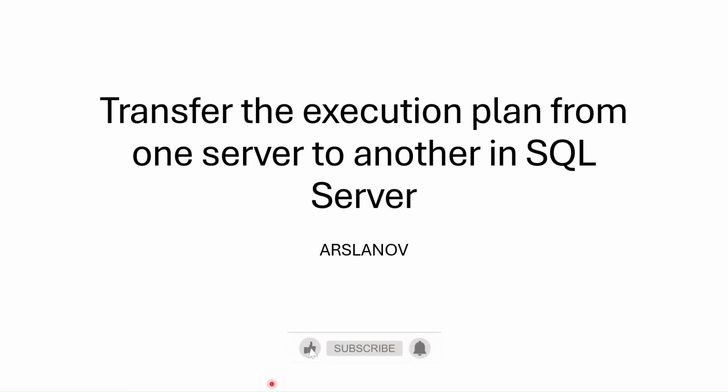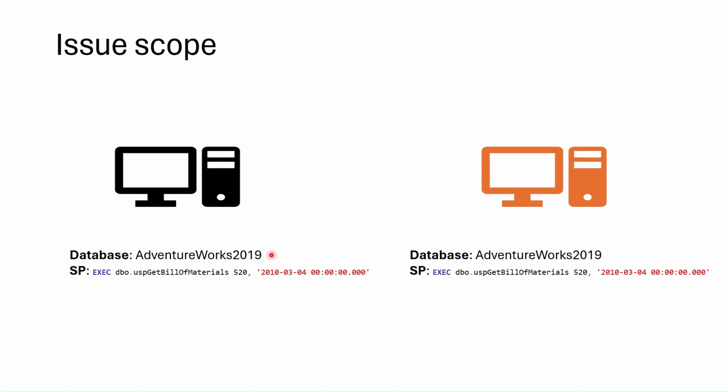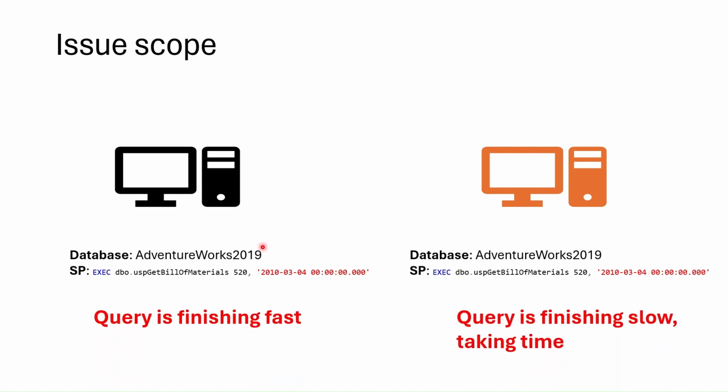Let's quickly learn how to transfer a good execution plan from one server to another in this session. Suppose you have two servers with the same databases. You are running the same stored procedure on the two servers. However, the performance of the stored procedure is high on the first server for the same database, while it is low on the second server. There are many reasons behind this difference, like SQL Server version, server configuration differences, and so on.